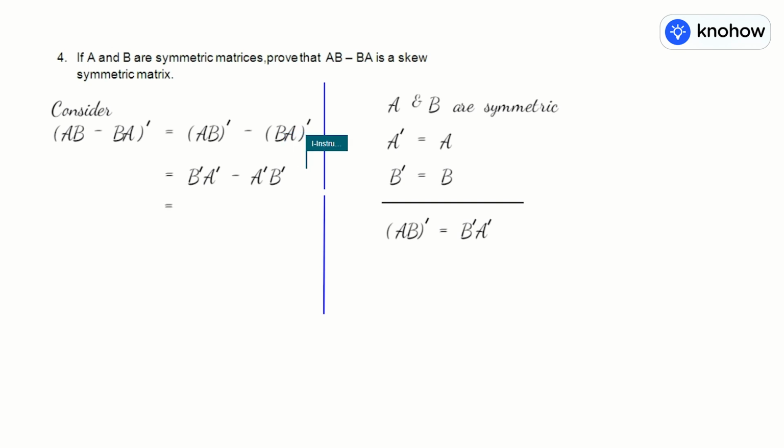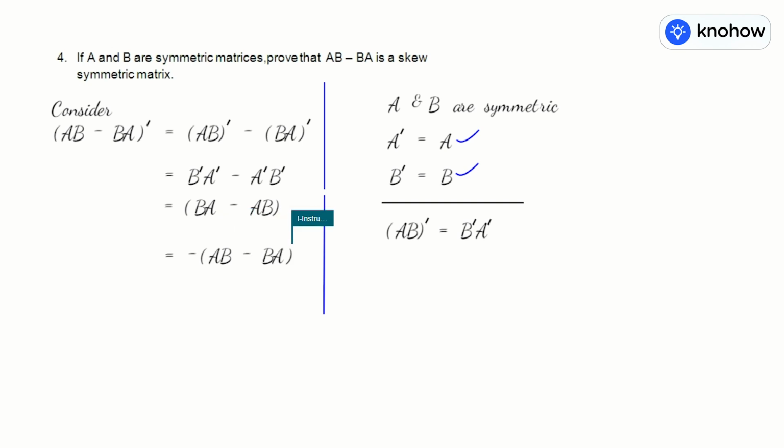And now A and B being symmetric matrices, B dash may be replaced by B and A dash by A. So you get BA, and similarly minus AB. And if you look at it, this is not the given matrix. The given matrix is AB minus BA. So you take the minus sign common to make it minus of AB minus BA.